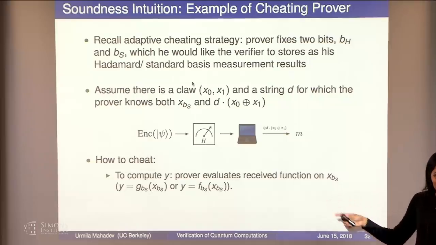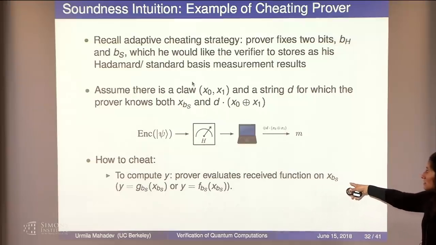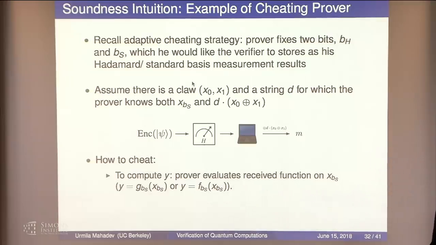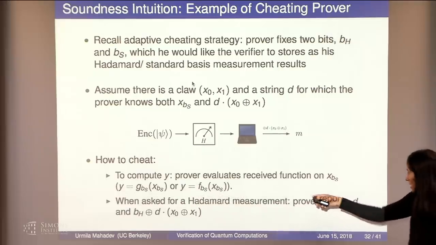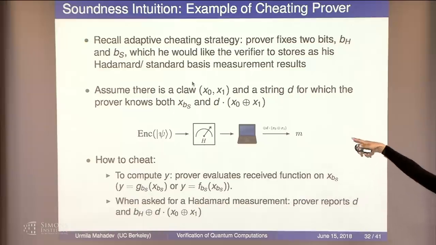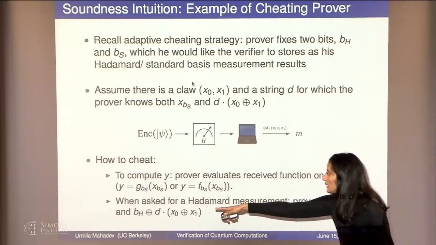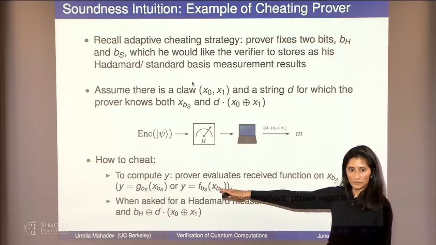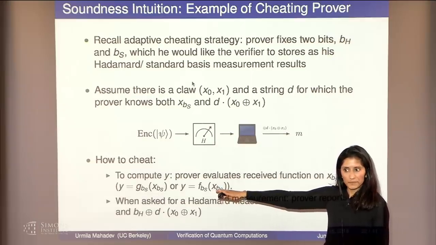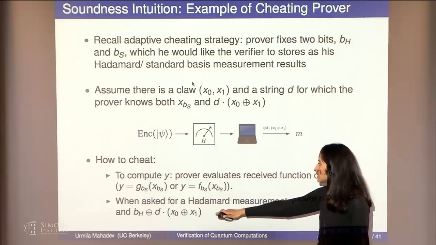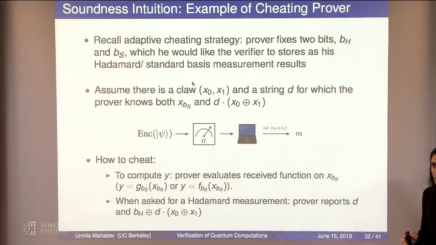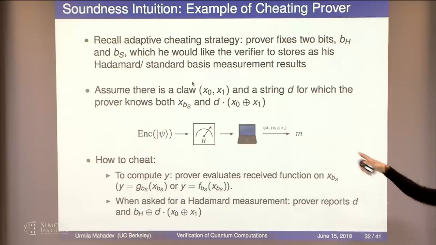Okay, so to compute y that he reports to the verifier, the prover just evaluates the received function on XBS. So in the case he received f, he evaluates it, and for g, he evaluates it. Now for the standard basis, and so when asked for a Hadamard measurement, the prover just reports the string D for which he knows the inner product, and he reports BH XOR D dot X0 XOR X1. Now for the standard basis, the verifier is just going to invert y, so he's going to store XBS. For the Hadamard basis, he's going to look at this bit reported by the prover, and he's going to XOR it with this, so he'll obtain BH. So now the verifier obtains exactly what the prover wanted him to obtain. And the prover did not have to compromise blindness, he only had to know this hardcore bit.